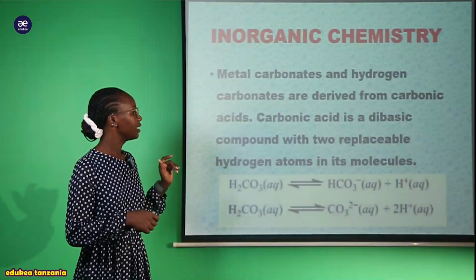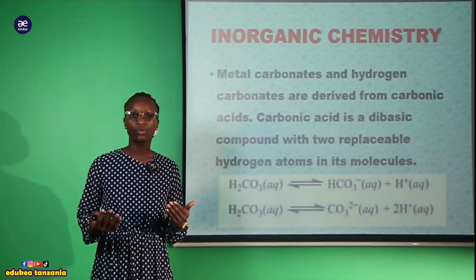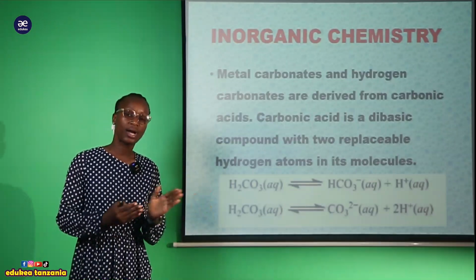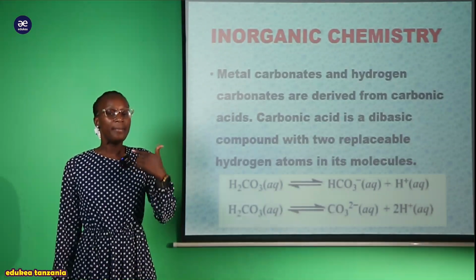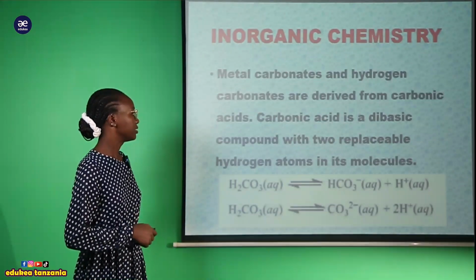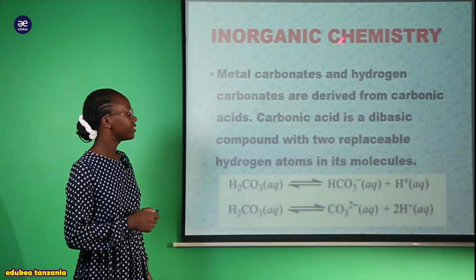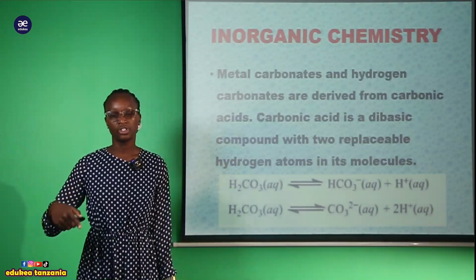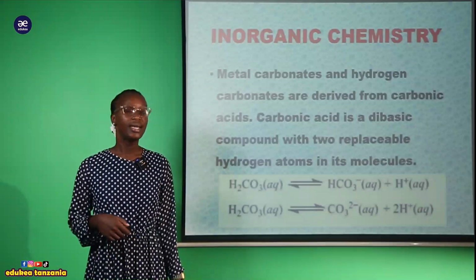Okay, so now let us start to talk about the metal carbonate. We have already looked at what carbonate is, and also at what we are talking about when we say hydrogen carbonate. So now we have to look at the metal carbonate, because when we talk about metal carbonate, it means we have got something else, and when we talk about metal hydrogen carbonate we have got something else again. So simply, let us see the metal carbonates and the metal hydrogen carbonates. It says that the metal carbonates and the hydrogen carbonates are derived from carbonic acids. When we look at metal carbonate and metal hydrogen carbonate, it says they are derived, meaning they come from what? From carbonic acids.